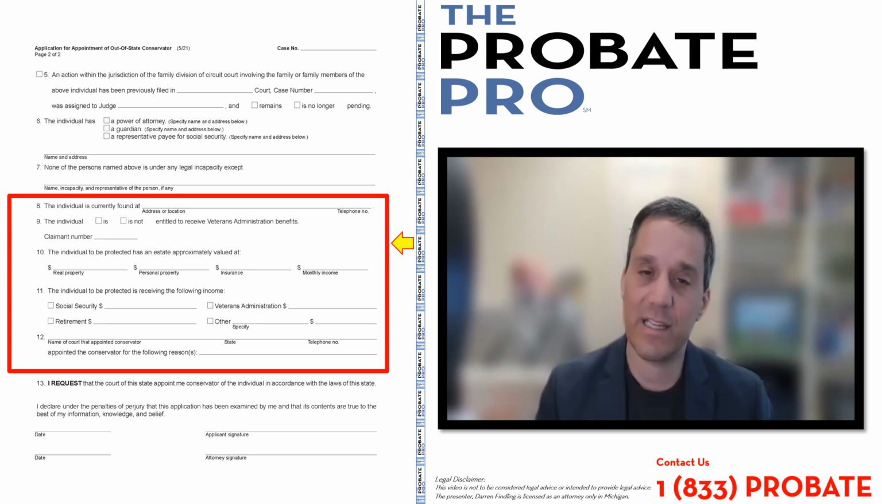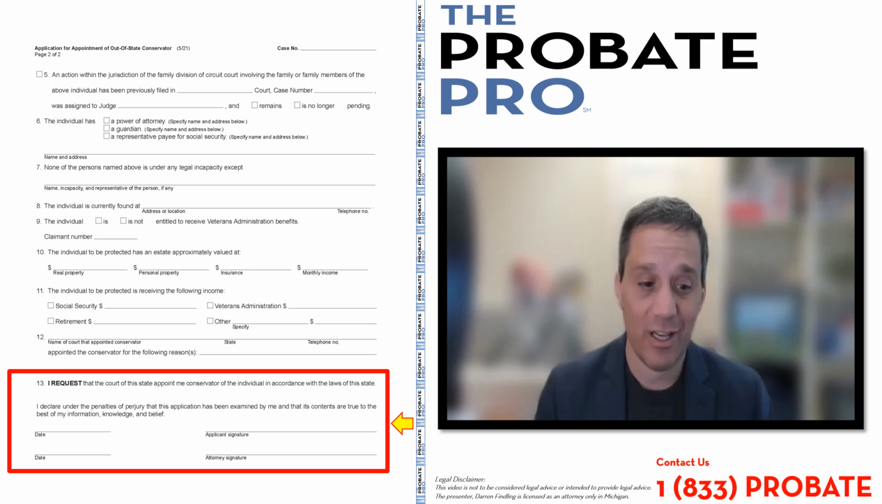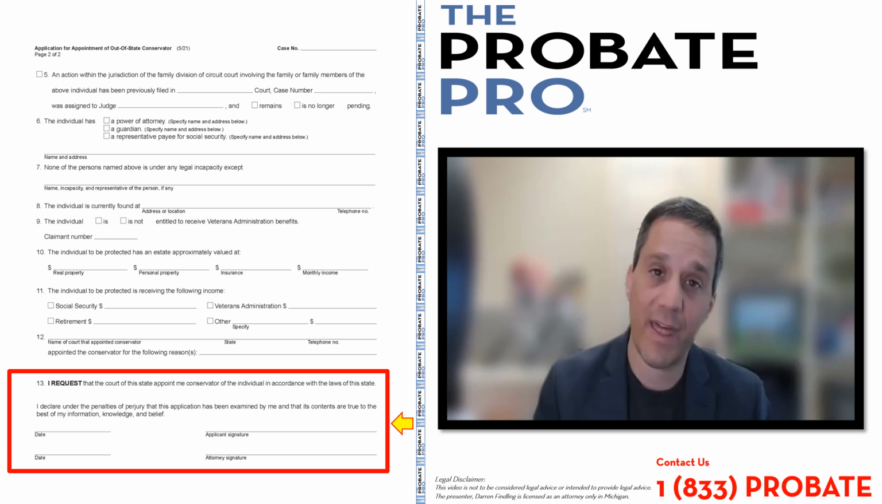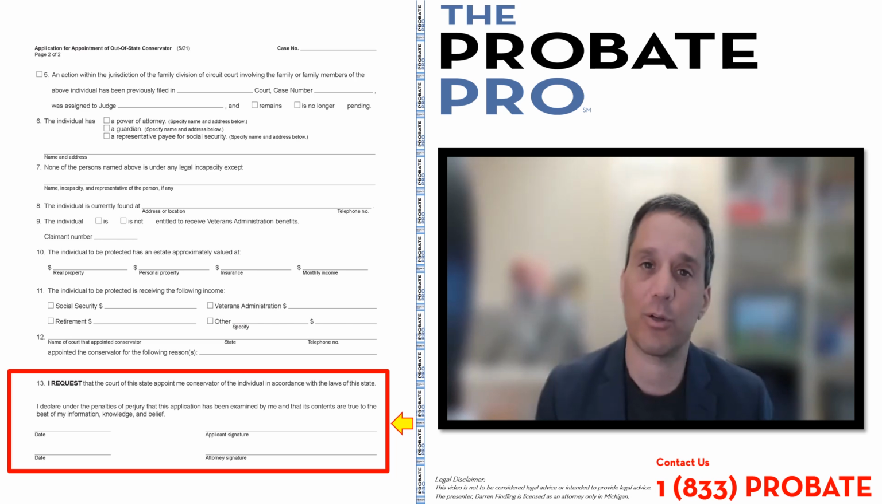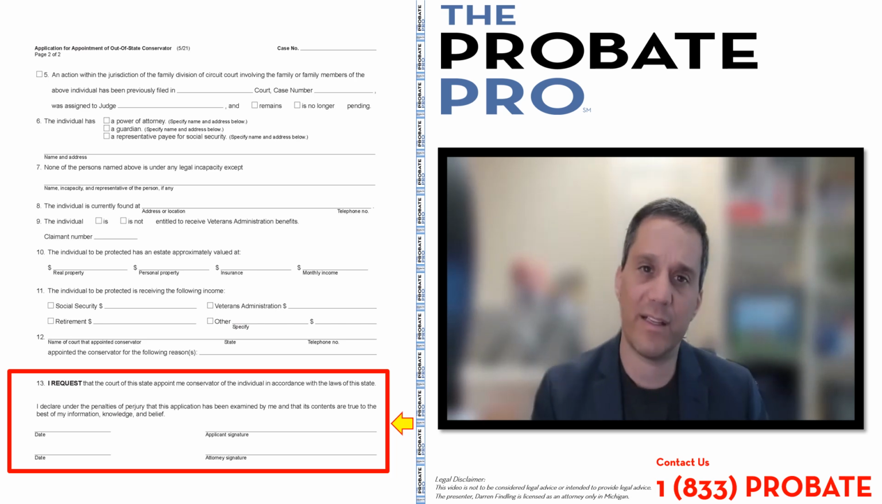12 is the identification of who is being sought to be the conservator and why there's a need for the conservatorship. 13 is the request for the court to appoint the conservator that is from out of state. And then there's a declaration under the penalties of perjury. This document, as well as the addendum MC97 and the fiduciary information form and other related documents that fill out the packet, get filed with the probate court, and then the court rules have to be followed for purposes of the hearing on this application for the appointment of an out-of-state conservator.